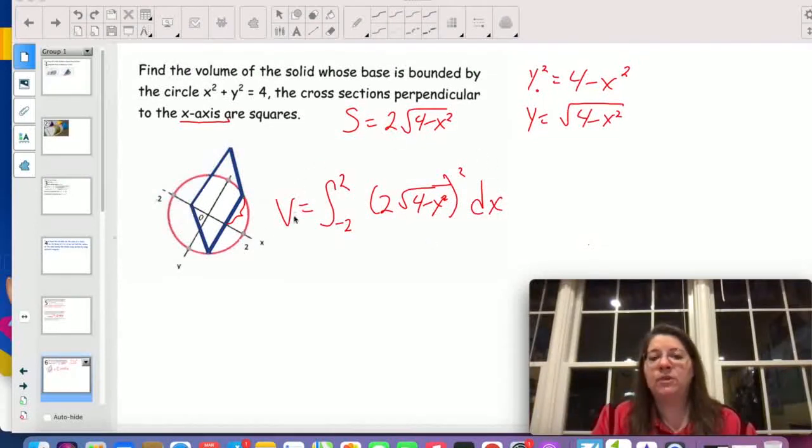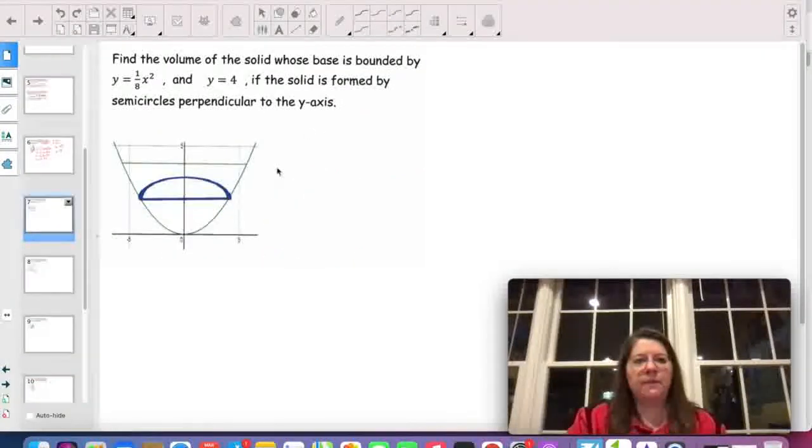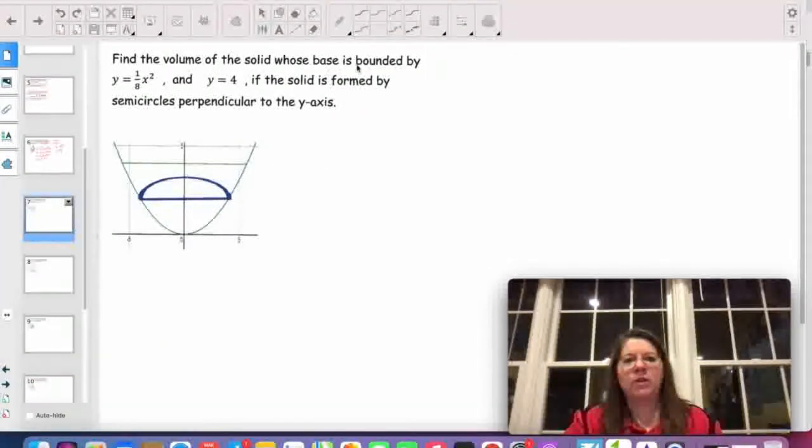So all we have to do here is integrate. Okay, so I've got the setup here. I have integrated it. You can check it with your work. The volume here is 128/3. Okay, in this one it says find the volume of the solid whose base is bounded by y equals 1/8 x squared and y equals 4. If the solid is formed by semicircles perpendicular to the y-axis.